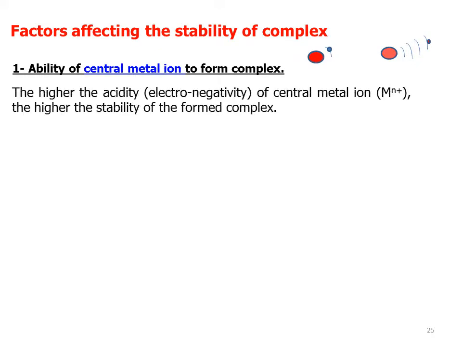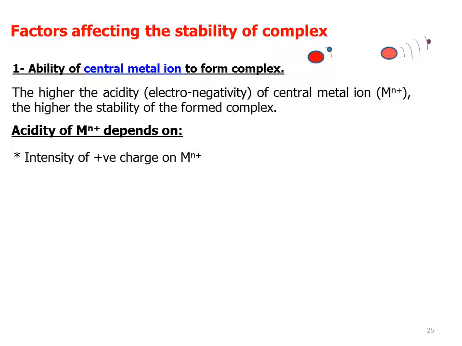Factors affecting the stability of the complex. When we discuss the central metal ion, we say that the higher the acidity or electronegativity of the central metal ion, the higher the stability of the complex, which means that if we increase the density of the positive charge on the central metal ion, it will increase the stability of the complex, because in that case, the central metal ion will grab or take the electrons more rapidly and more aggressively.